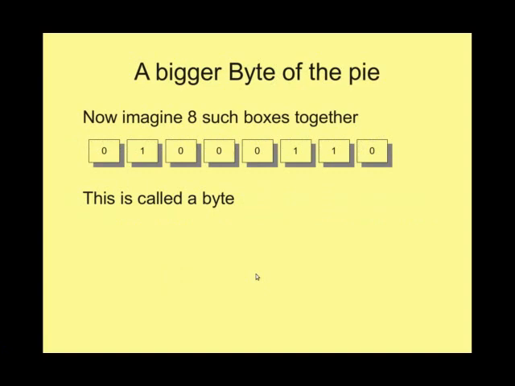Now imagine 8 such boxes stacked together. So we have 1, 2, 3, 4, 5, 6, 7, 8 boxes, and each of them has a value. It can be either a 0 or a 1, and this collection of 8 bits is known as a byte.